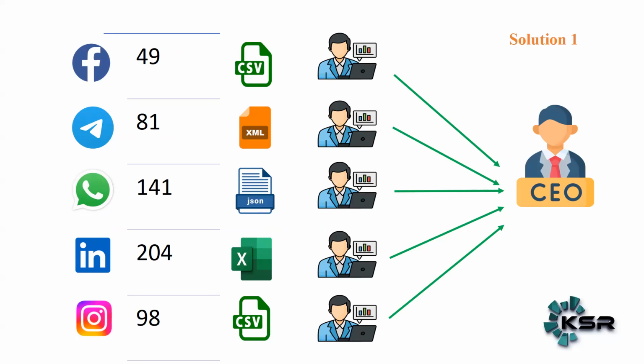And in reality, currently in KSR, we have 5 people managing these 5 platforms. Literally speaking, one person is completely taking care of Facebook data, one person Telegram, one person WhatsApp, one person LinkedIn, one person Instagram. And there is a high chance that a student can be reached out to on 2 platforms.